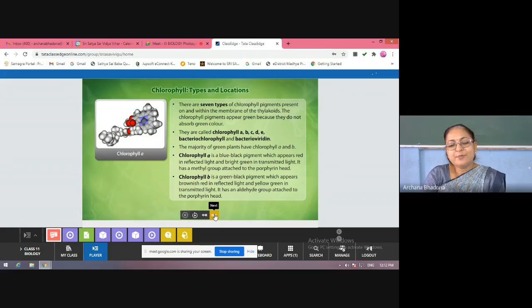So just take up the points, children, okay? Don't frame sentences, just write in short. Appears red in reflected light, that also you can note down, and bright green in transmitted light.